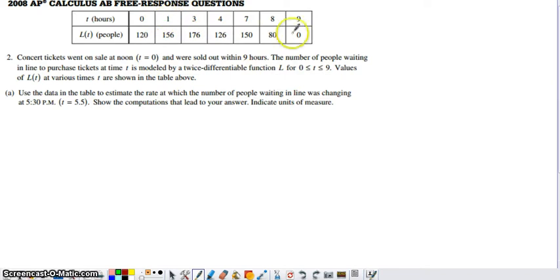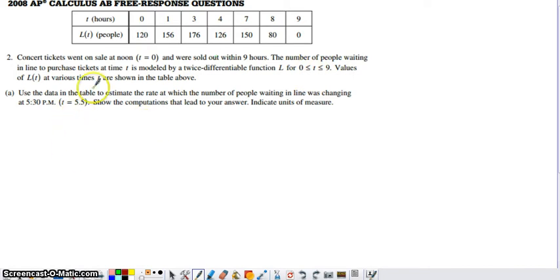So what we have access to in this table is values of L of t, and L of t is going to measure the amount of people waiting in line at each of these times. So we know that at 1 p.m. we had that many people in line, 3 p.m. that many, 4 p.m. that many, and so on, until at t equals 9 they're sold out and they have no more people waiting in line to buy the tickets. They tell us that L of t is twice differentiable and is defined on the interval from 0 to 9, and then we have the selected values of L of t.